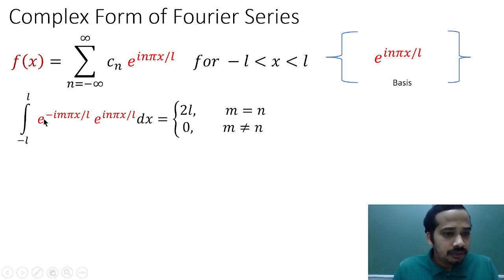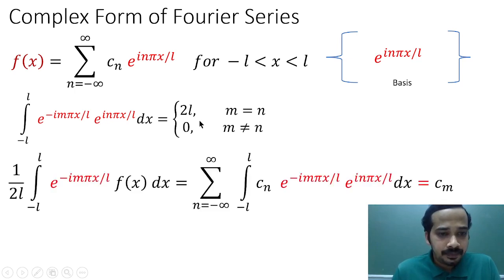difference is you have to take the complex conjugate here: e to the power minus i m pi x by L into e to the power i n pi x by L into dx, integral from minus L to plus L, that is equal to 2L if m equals n, and equal to 0 if m is not equal to n. This is very similar to our orthonormality relation.